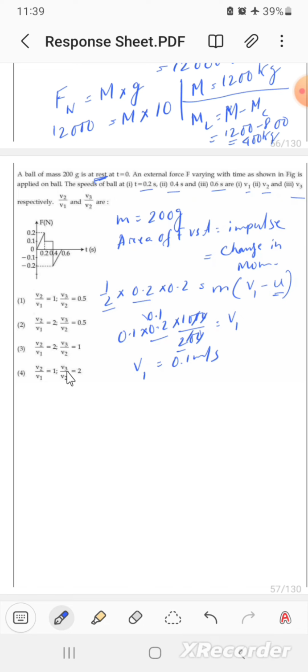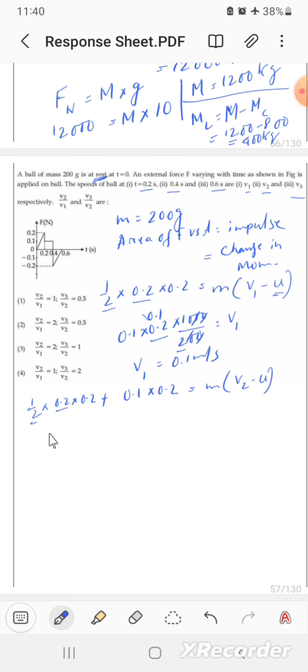Similarly, we have to find out v2, that is after 0.4 seconds. Again, we have to consider the whole area of this triangle and this rectangle part. So the area of the triangle is half into 0.2 into 0.2, plus the area of this rectangle, side into side, 0.1 into 0.2, equals the change in momentum, m into v2 minus u.